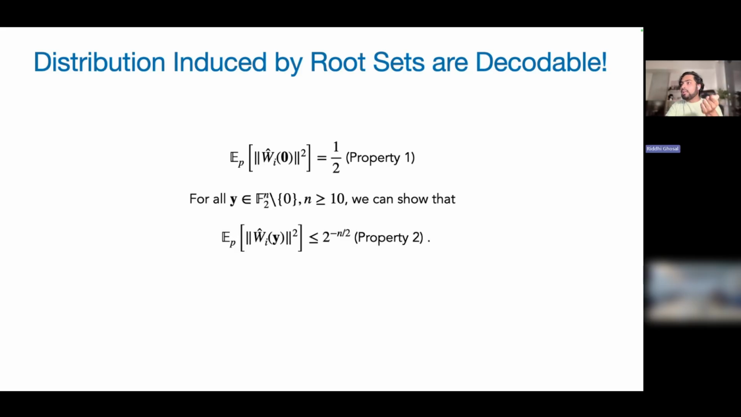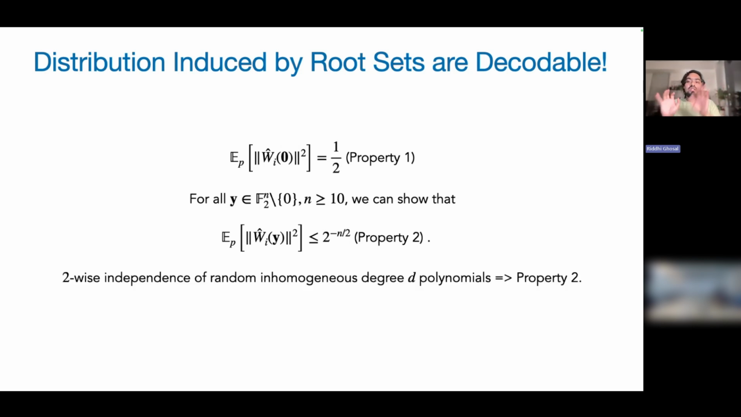To show the second property, it's a little bit more involved, but at the very high level, what you can show is that if you have random polynomials, then the weight at these non-zero points is upper bounded by 2 to the minus n over 2. So it's a fairly negligible term, and that's all we wanted, right? We wanted the weight at the non-zero points to be negligible everywhere, which is what happens. And the main thing that achieves this result is the observation that any degree greater than 2 polynomial is 2-wise independent. So 2-wise independence is actually good enough to give this property.